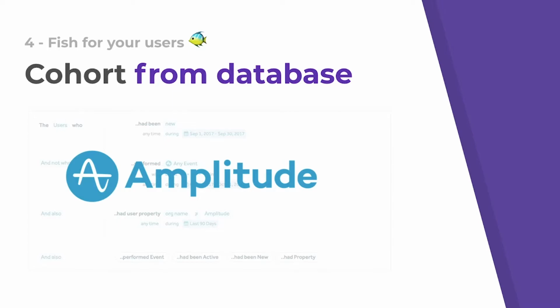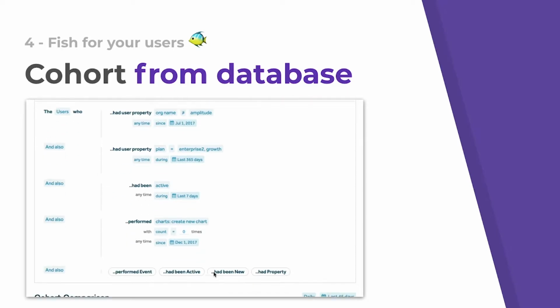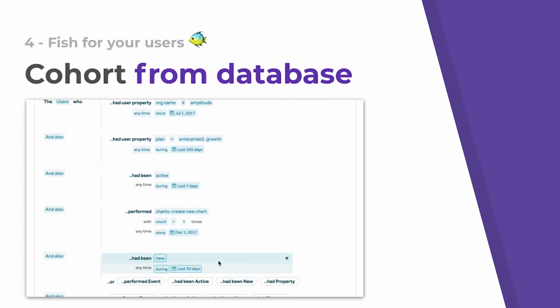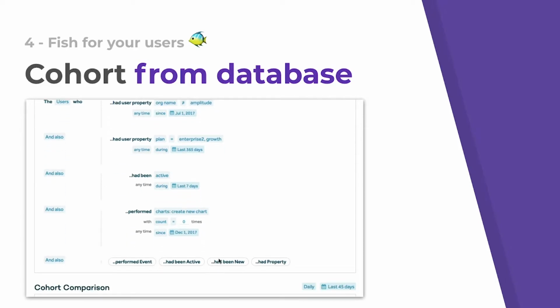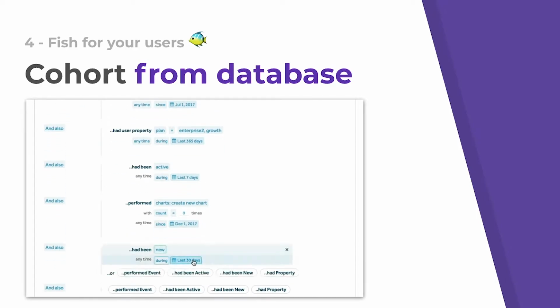So fishing for your users, I want to say we are actually really blessed with our own product. We use our own product, Amplitude, to take our users and basically extract them from our database. And I'll show you an example here. So this is what it looks like in the UI, and we basically translated that criteria into Amplitude and then got a CSV out of this.